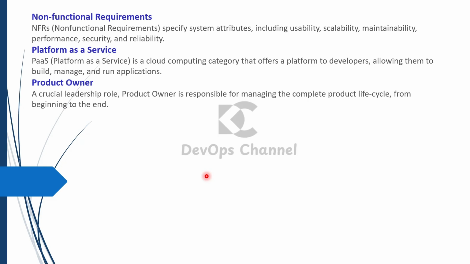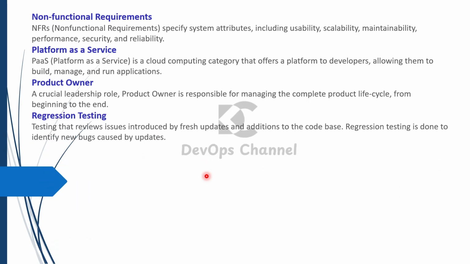Product owner, a crucial leadership role which is responsible for managing the complete product life cycle from beginning to end. Next one is regression testing. It's also one of the frequently asked questions. So it is testing that reviews issues introduced by fresh updates and additions to the code base. Regression testing is done to identify new bugs caused by updates.